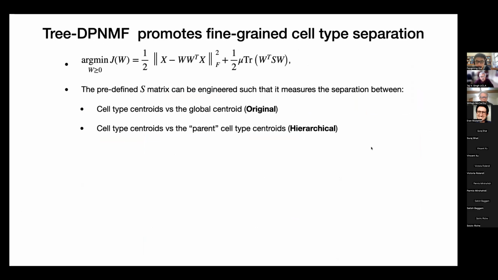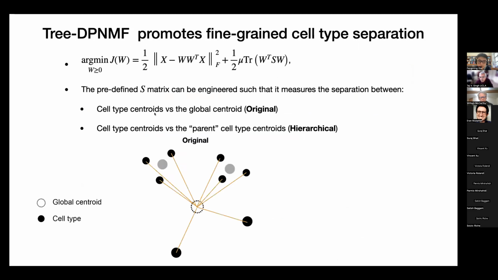By looking deeper into that, we came up with this new tweak of the original DPNMF, which we call tree DPNMF. The basic formula is still the same, although I didn't mention previously this predefined S matrix, which measures the separation among cell types. Originally, it was engineered such that you measure the cell type centroid versus the global centroid. So if each cell type is represented graphically by one dot, you compare it with the global average profile. That's the original plan.